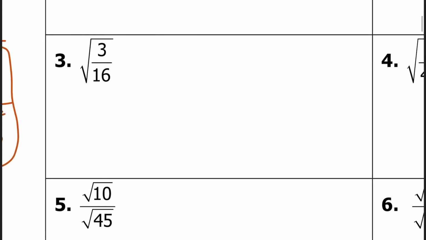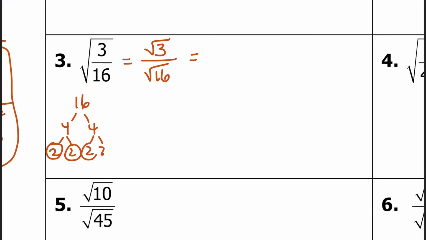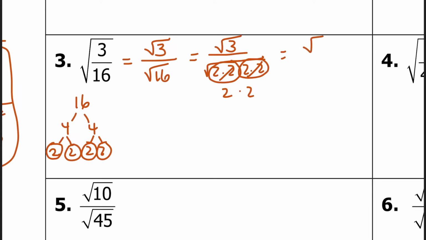Let's come over here to number 3. So using what we just said, 3/16 is not going to simplify because 3 does not go into 16. So I am going to need to break this one up. I can't do anything with 3, but I can break down 16, and I'm going to have 4 2's. So keep the square root of 3, 2, 2, 2, 2. Take out a pair of 2's and another pair of 2's. The square root will be gone, and I'll have square root of 3 over 4. And this is our final answer.